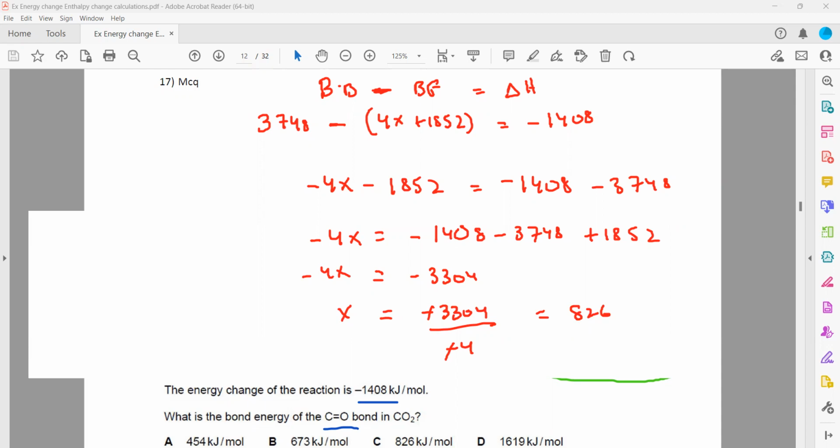In this question, we needed a bond energy that was unknown, so that's why we took that as X. The formula remained the same: the bond breaking energy minus the bond forming energy equals the energy change. Is this question clear? Anyone having a doubt?